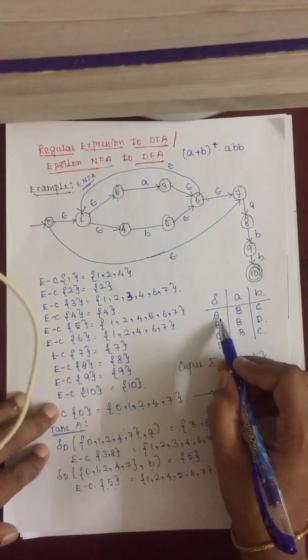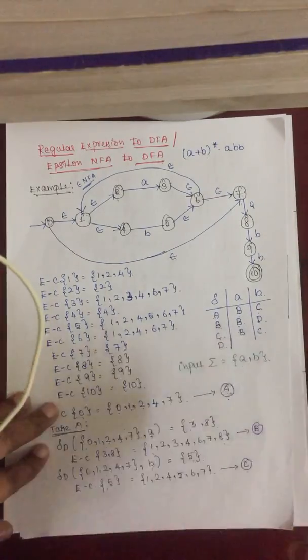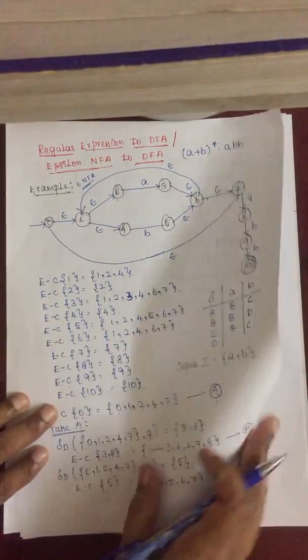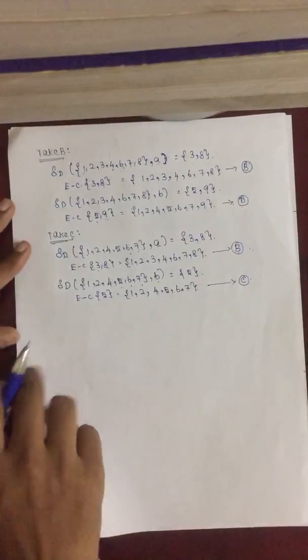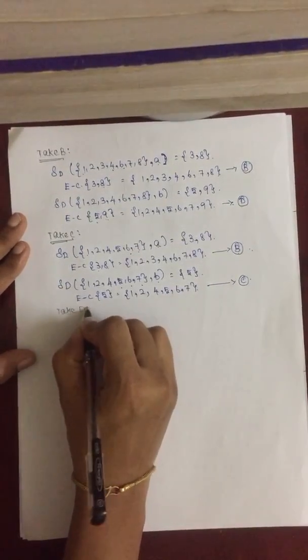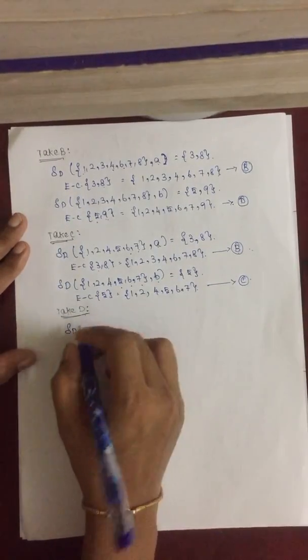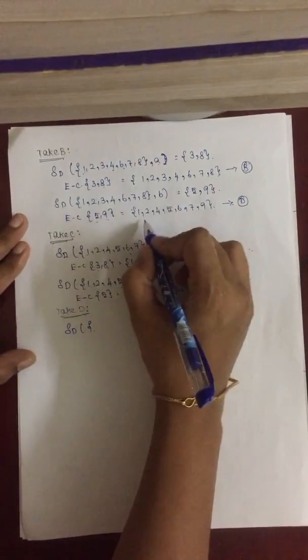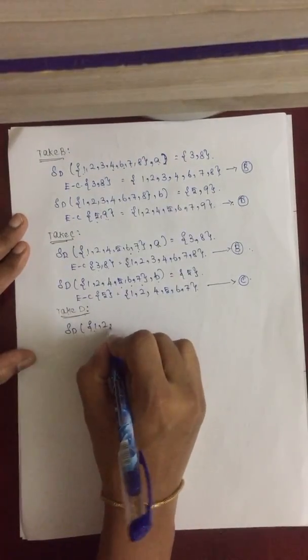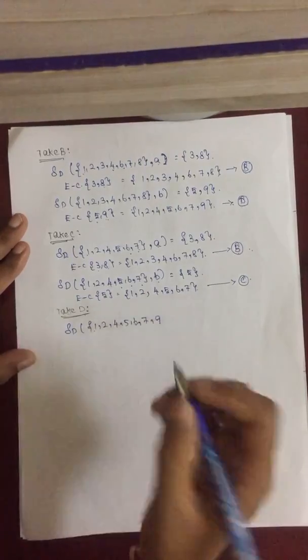A with A and B we have checked. B with A, B with B we have checked. C with A and C with B also checked. D with A and D with B we are just going to identify now, right? So take D. So DFA transition of inside D, what are all the states are there? D set is 1, 2, 4, 5, 6, 7, 9, right?